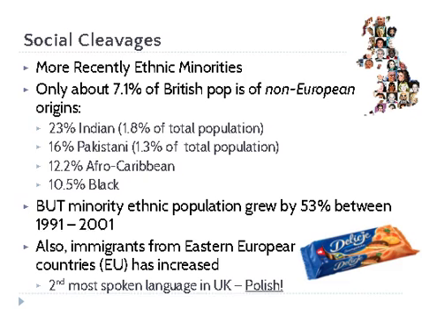The largest ethnic minority by far are people from the Republic of India. Indians are 23% of the minority population as of a couple years ago. Just behind them, also from the Indian subcontinent, are Pakistani. 12.2% are Afro-Caribbean, and then 10.5% are Black.